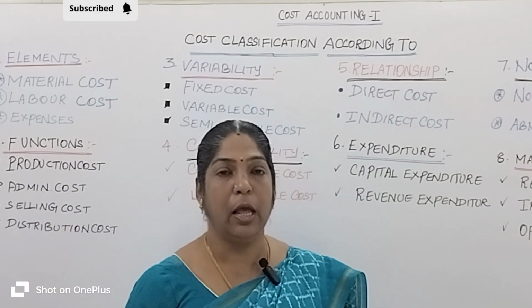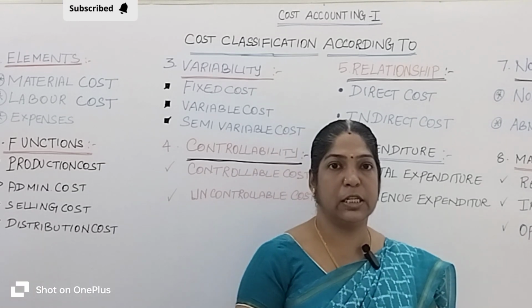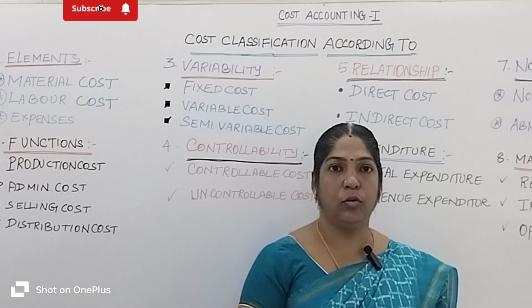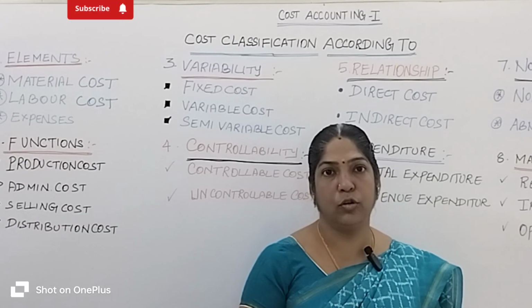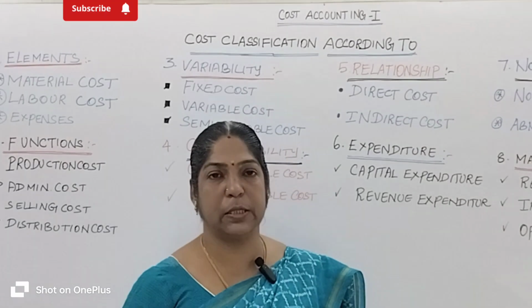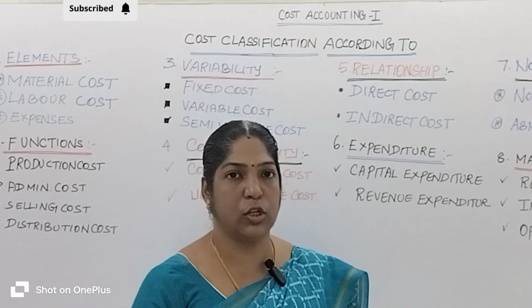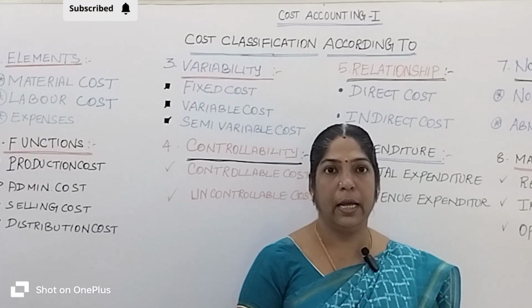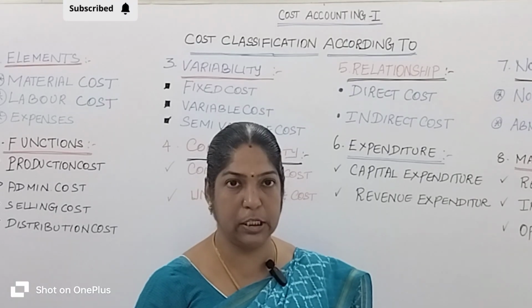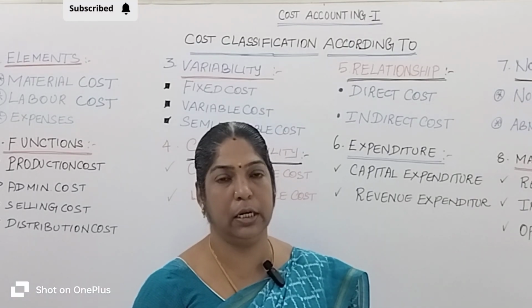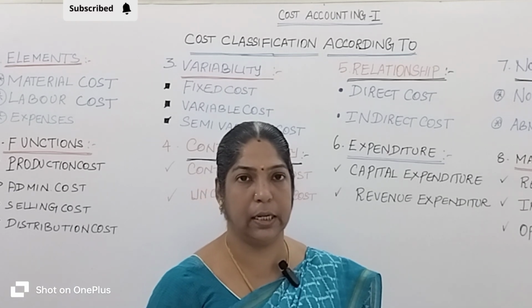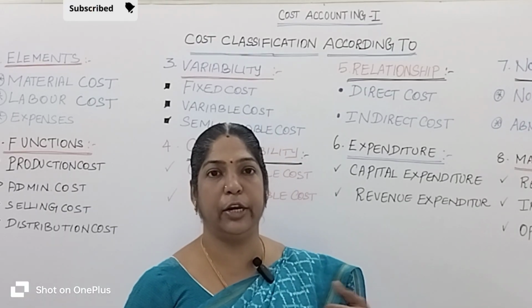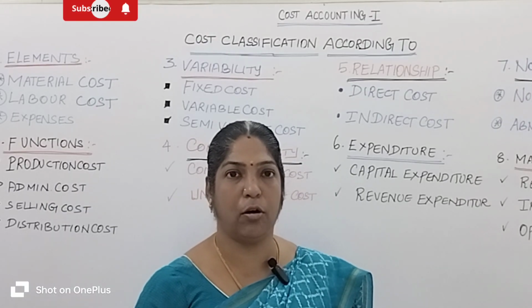Let's come to administration cost. Administration cost means the money you spend on managing the business and the offices: salary to the office workers, rent for the office, telephone charges, and stationery expenses. We call these administrative cost. For example, in a school office you have to pay the principal's salary, the office staff salary, office rent, telephone charges, stationery, and computer internet charges.